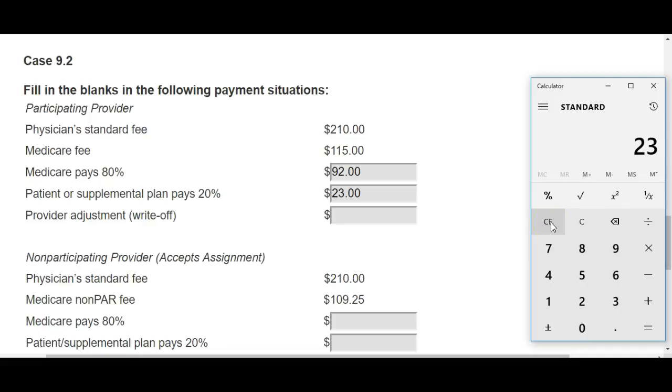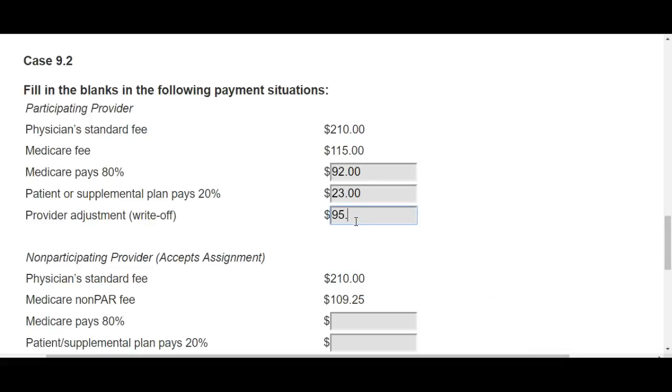So what that means is that 92 plus 23 is going to total that 115 that the Medicare is willing to pay. And since they are only willing to pay $115 of the $210 bill, we have to write off the remainder amount. So to figure that out, we take 210 minus 115, and that makes our write-off amount $95. Okay, so that's a participating provider.